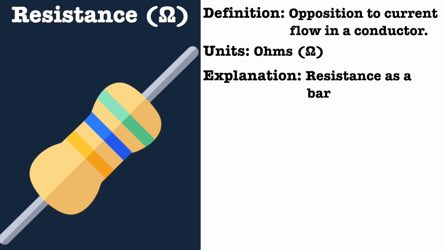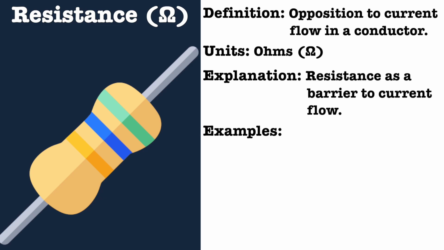In simpler terms, resistance is like a barrier that slows down the flow of electric current in a circuit. Let us look at some examples of resistance in action, like a light bulb.